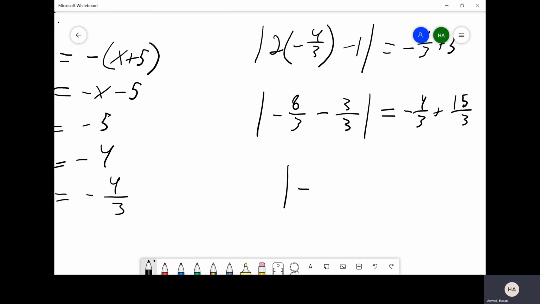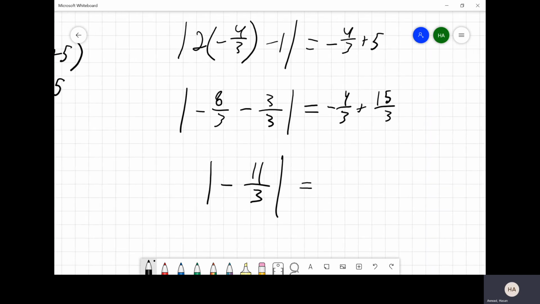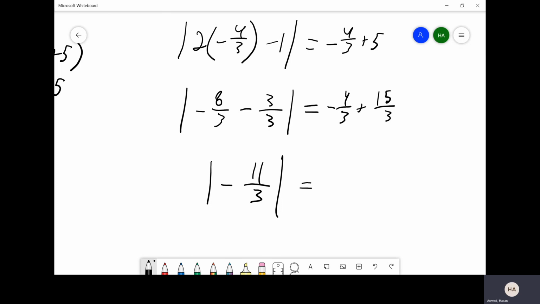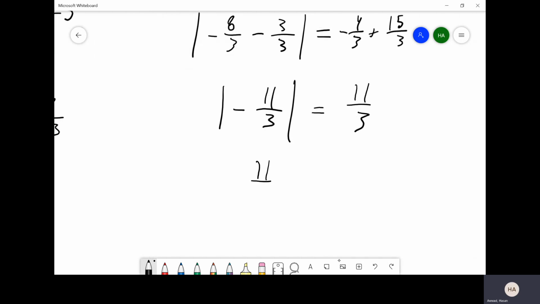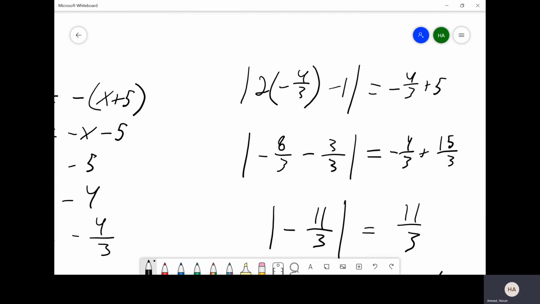And moving forward, we get negative, because we already have a negative number, we're taking more away from it, so it's going to stay negative inside the absolute value. So we have negative 8/3 minus 3/3, which is the same thing as negative 8 minus 3 all over 3. So that's negative 11/3 inside the absolute value. And over here, negative 4/3 plus 15/3 is the same thing as 15 minus 4 over 3. 15 minus 4 is 11, and it's still over 3. And in fact, we do get 11/3 from the absolute value, even though it was negative inside. And 11/3 is equal to 11/3. Hooray, this works out.